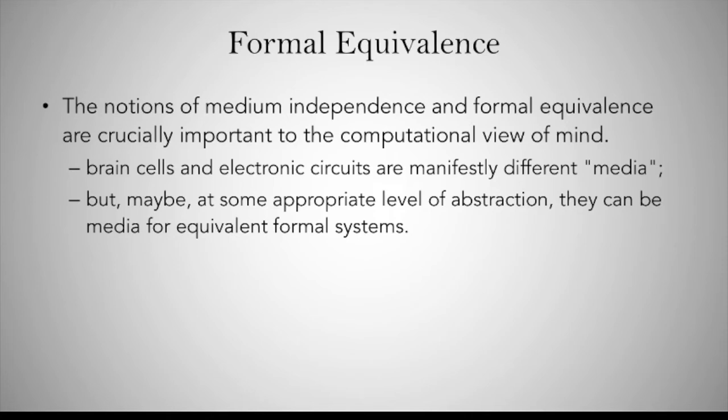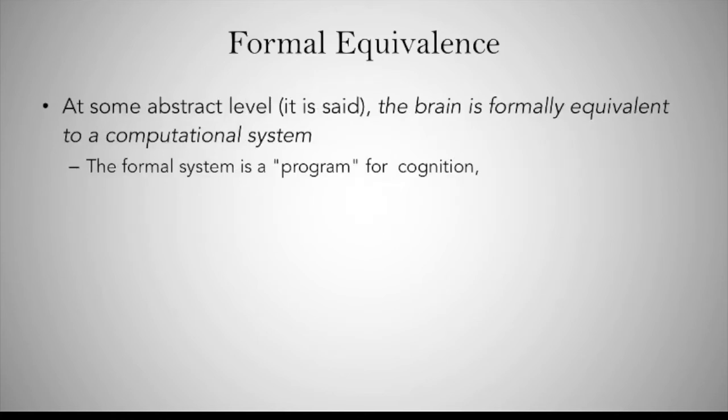And so the notions of medium independence and formal equivalence are very important, are crucial to the computational view of mind. So brain cells and electronic circuits are manifestly different media. But maybe at some appropriate level of abstraction, they can be media for equivalent formal systems. And so at some abstract level, it is said by computationalists, the brain or parts of the brain would be formally equivalent to a computational system. And so the formal system would be a program for cognition.